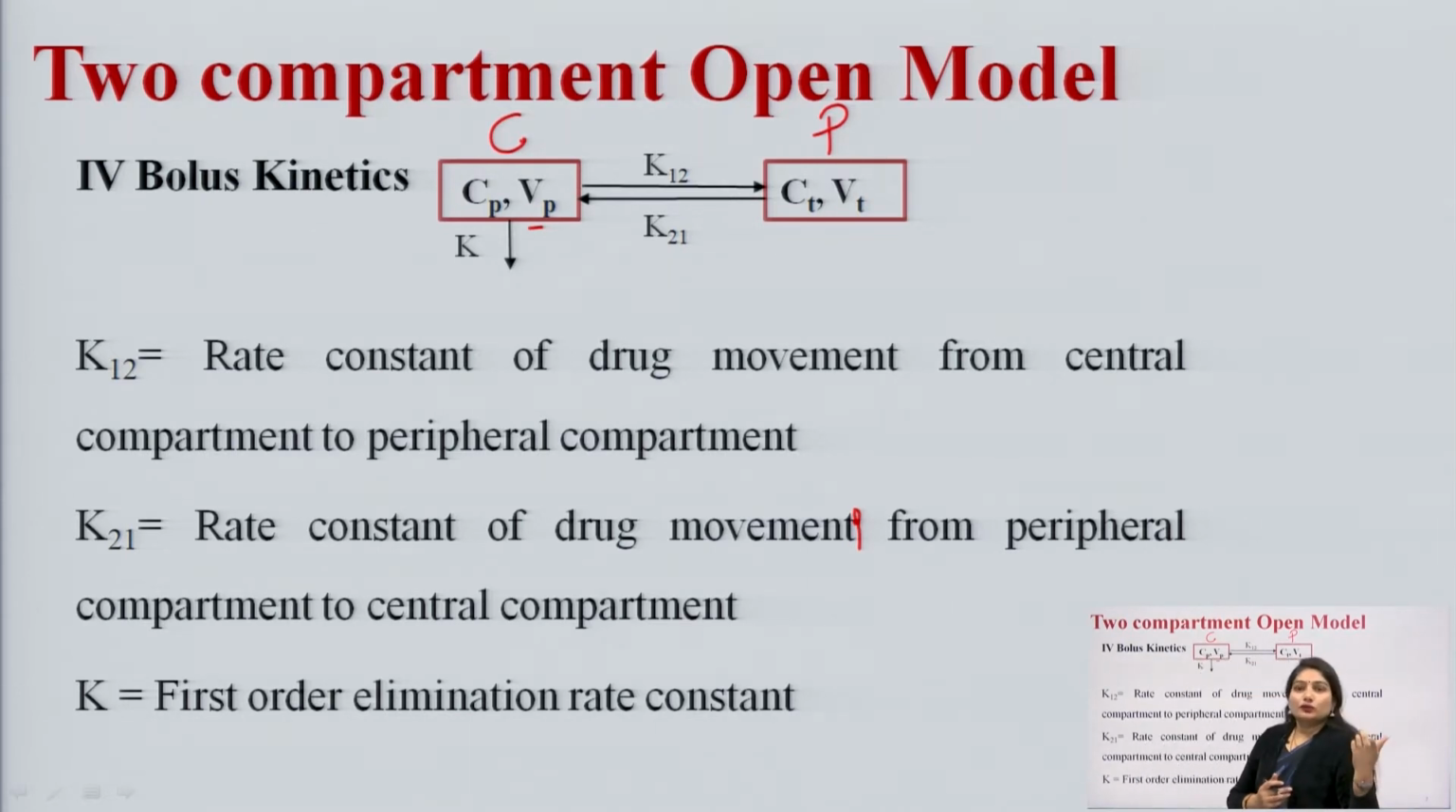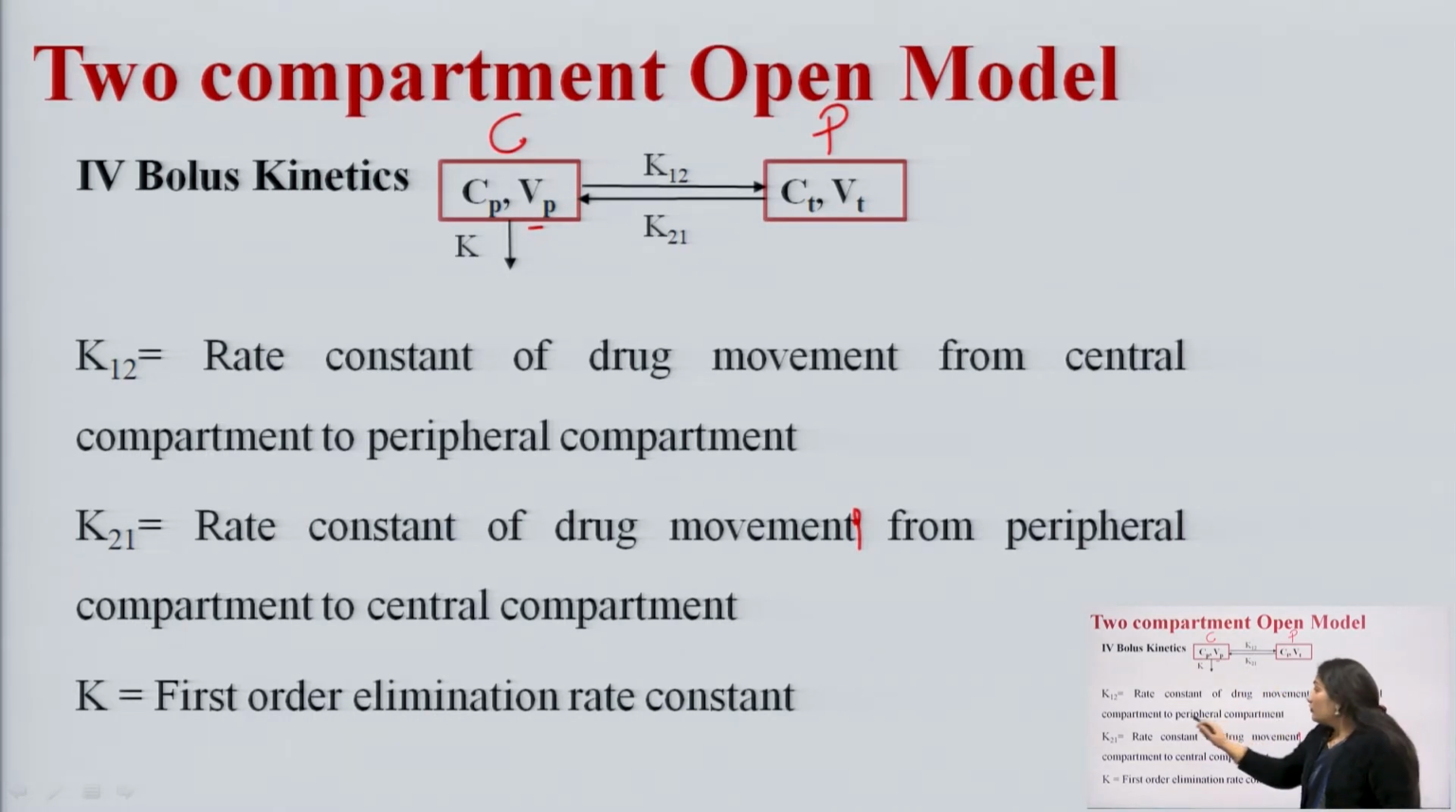Okay. So, in the two compartment model, as we are talking about the IV bolus kinetics, the drug is already available in the central compartment, or we can say the blood, and from here the drug has to get distributed into the various peripheral compartments, or we can say the tissue compartments. From the central compartment the drug is moving to the peripheral compartment with the rate constant K12, and from the peripheral compartment it is coming back to the central compartment with the rate constant K21. And the elimination is taking place from the central compartment, and we are representing it by the constant K.